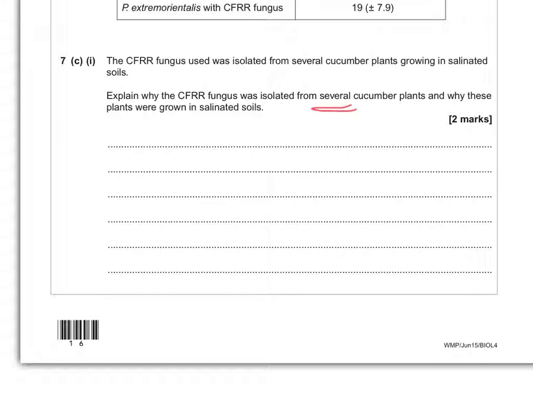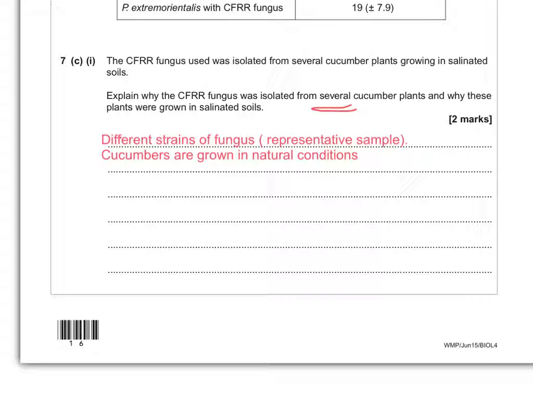In terms of growing in salinated soil, well, that's the natural normal conditions they're normally grown in. That is in the stem of the question. Now in this question, unfortunately, some of you did get the wrong end of the stick about fungus being isolated from several cucumber plants, because some of you thought that it was a method of preventing the spread of the disease, or another misconception was that collecting from several plants ensured that the fungus was the same, which it is not. You get different strains of fungus from different types of plants.